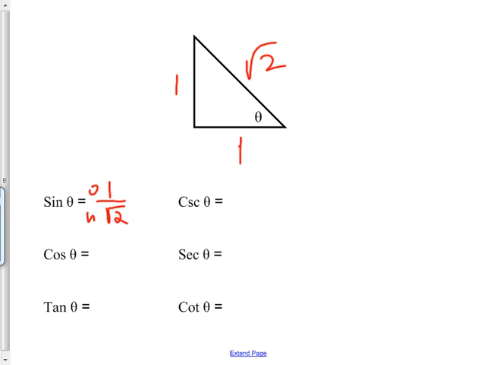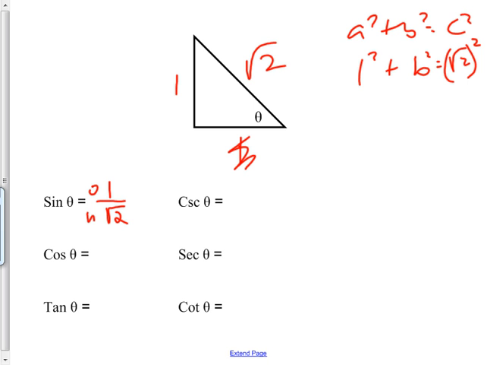Remember that one? 1, 1, and the square root of 2? If you didn't know that one off the top of your head, you'd have had to go a squared plus b squared equals c squared, and I'd have to stick in a 1 for the a squared plus, I don't know, b squared, and the square root of 2 squared, and that makes 2. 1 squared is 1 plus b squared equals 2, and then subtract 1 from both sides. B squared equals 1. Square root of that, b equals 1. So there we go. That's the long proof that that's really a 1.